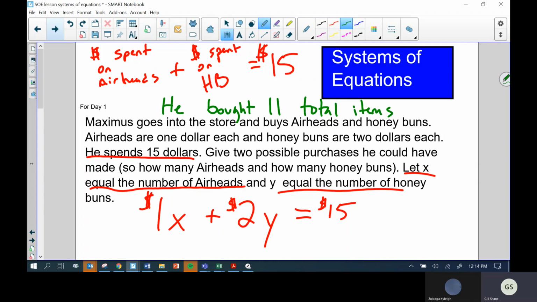So again, I've got to figure out how do I make that into a rule or into an equation. If it's the rule, I gotta make it into an equation. Well, the total items is just made up of how many of one plus how many of the other one. And I already know that the number of airheads is X, the number of honey buns is Y. So we said the second equation was just the number of airheads plus the number of honey buns has to equal 11.